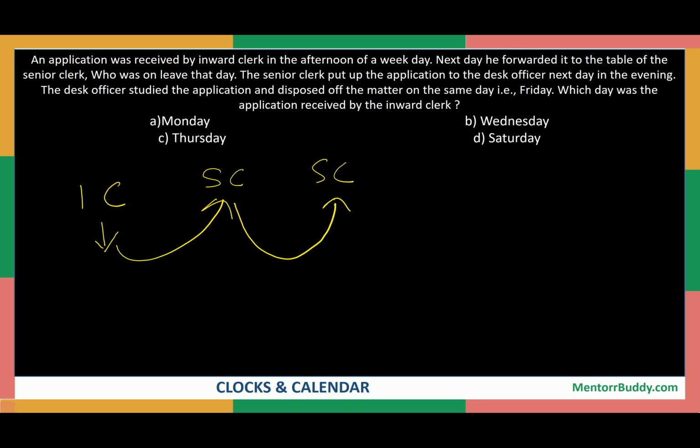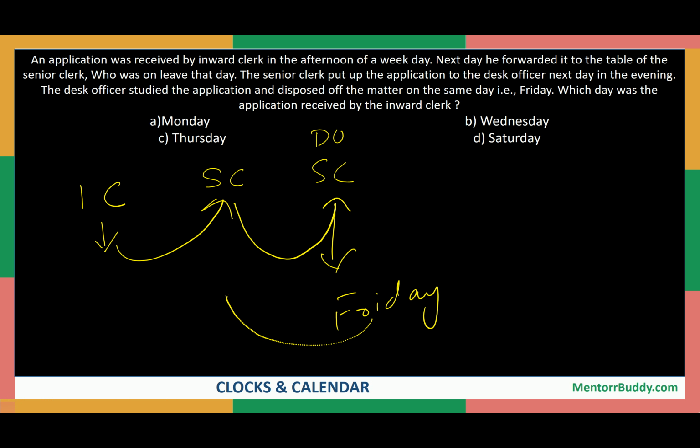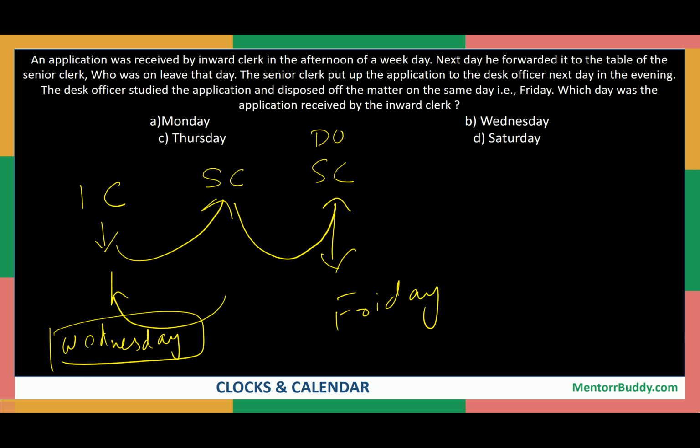The desk officer studied the application and disposed of the matter on the same day, that is Friday. So this desk officer has disposed of the matter on the same day, which is given as Friday, right? And it has been asked which day the application was received by the inward clerk. So inward clerk received the application 2 days before, that is, one day before, the senior clerk was on leave, that is Thursday, and before that it was Wednesday, right? So it was Wednesday that the application was received by inward clerk, that is option B.